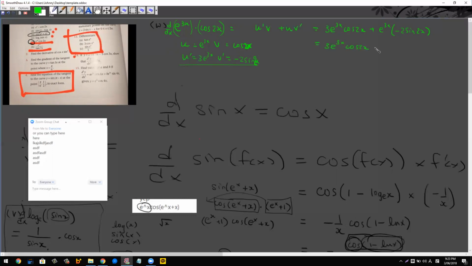Is my stroke smooth enough, or is it a bit laggy? Oh, no, it's all right. It's pretty good, yeah. Yeah, all right. So you get this one as the answer.